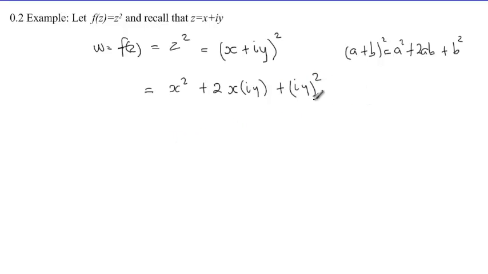Now, if you remember complex numbers, the square of the imaginary unit is equal to minus 1. So we are going to have i squared y squared, and this expression ends up being x squared minus y squared, where the minus 1 comes from i squared, plus 2xy i, meaning this is the imaginary part of the system.